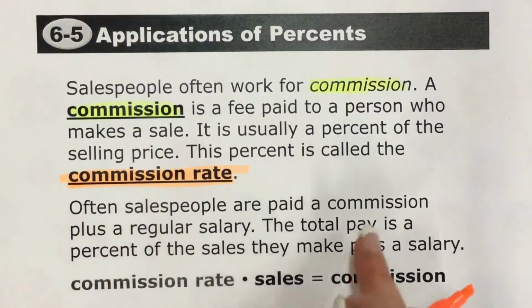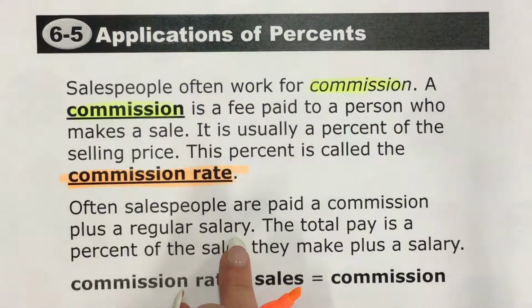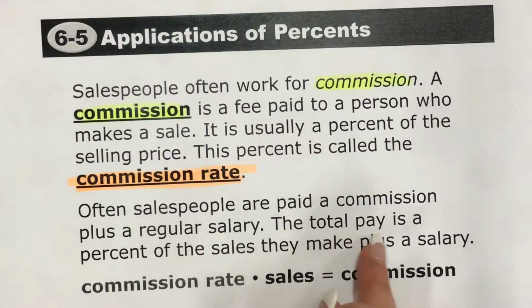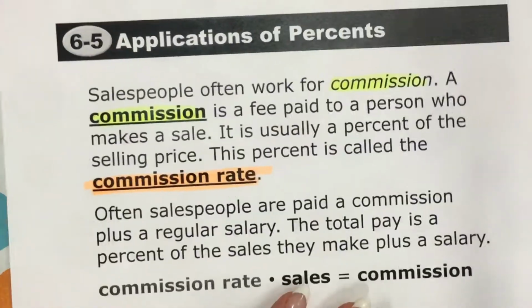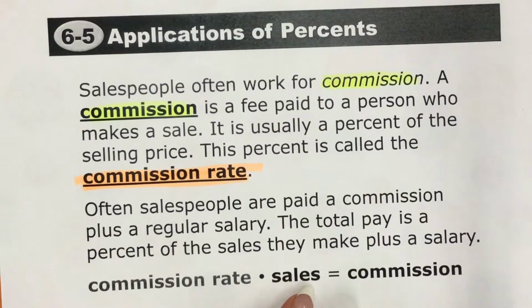Often salespeople are paid a commission plus a regular salary. The total pay is a percent of the sales they make plus a salary. So this just talks about the commission. We have the commission rate, which is usually in the form of a percentage, and then you convert that percentage to a decimal, multiply it by their total sales, and that equals their commission.